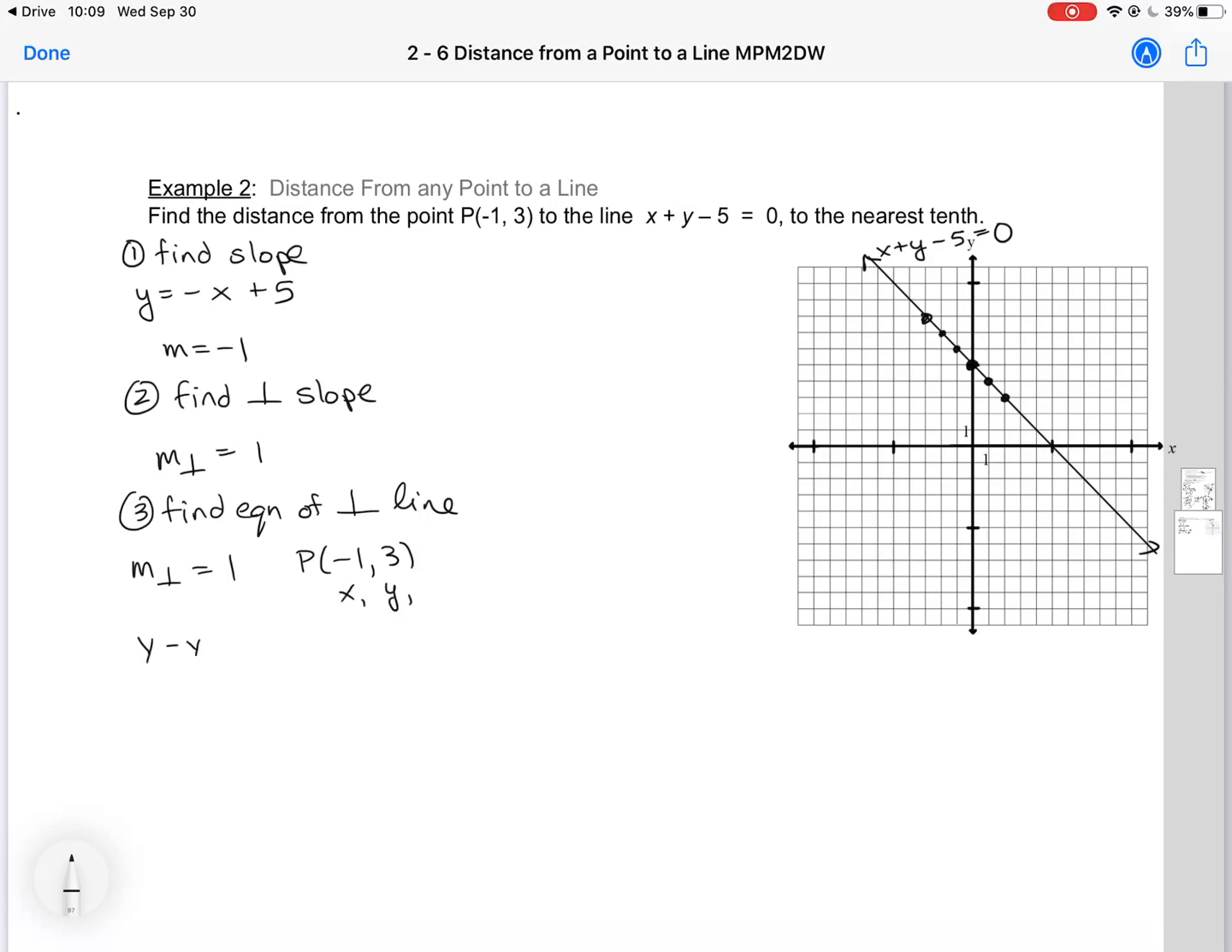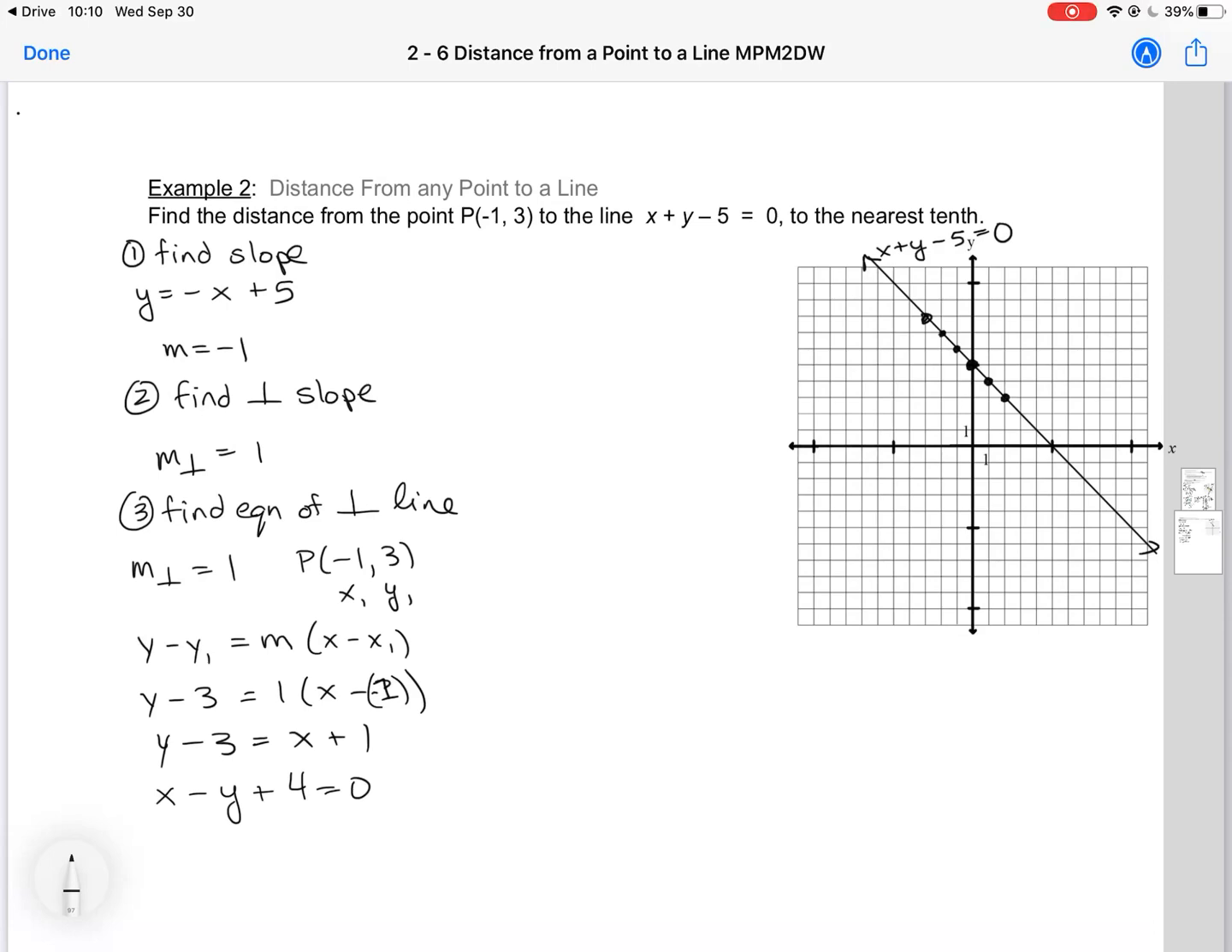So I'm going to start with my point slope form. y minus y1 equals m times x minus x1. And then I'm going to substitute in what I know. y minus 3 equals 1 times x minus minus 1. Expanding and simplifying, and I'm going to put it into standard form just because I know I have to find the point of intersection afterwards. I would get x minus y plus 4 equals 0. This is going to be my second line.